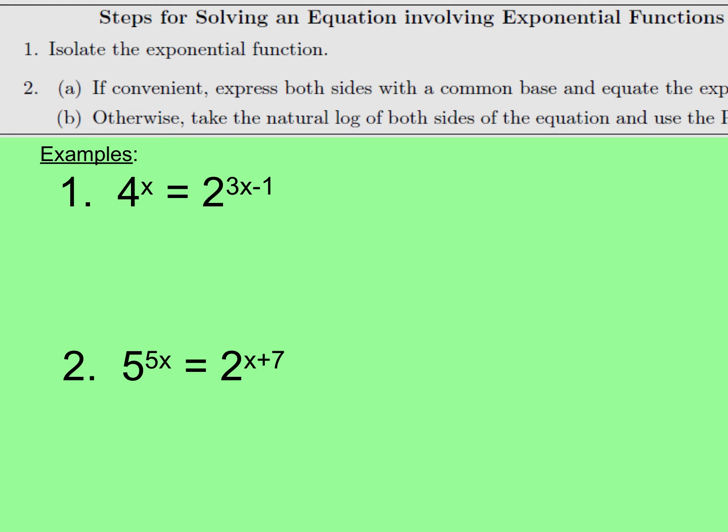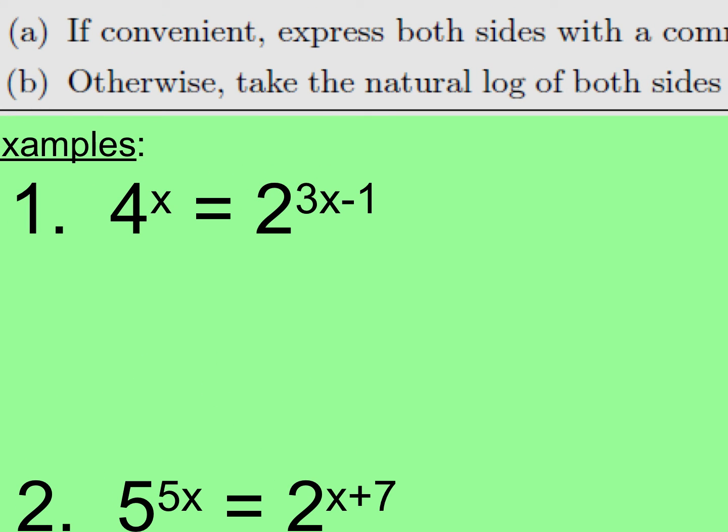Hennon, what's that new thing I just taught you? Okay, that's true, but that's actually not the new thing. But you're right. We can make this have a common base. So what's the 4 turn into?